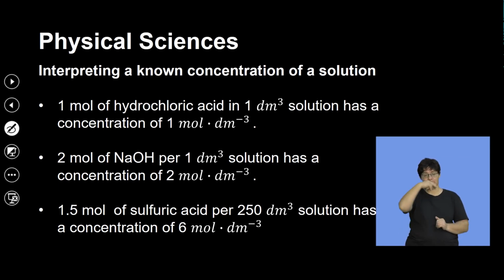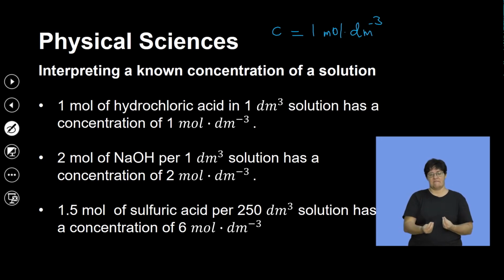Interpreting a known concentration of a solution. Let's say for argument's sake, C equals 1 mole per cubic decimeter. What does this mean when we say a solution has a concentration of 1 mole per cubic decimeter?